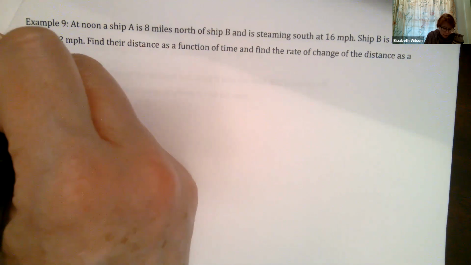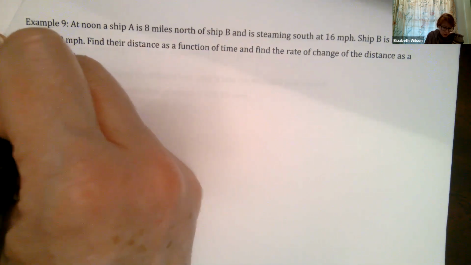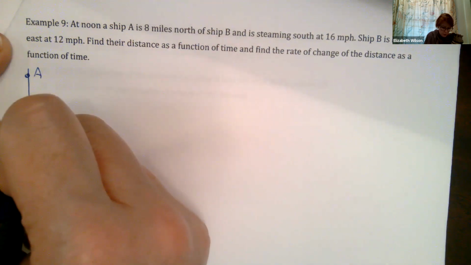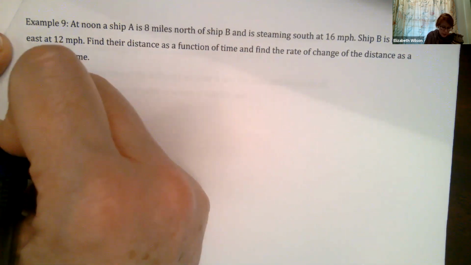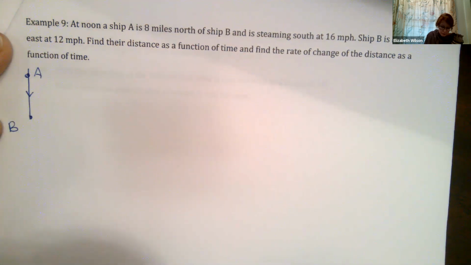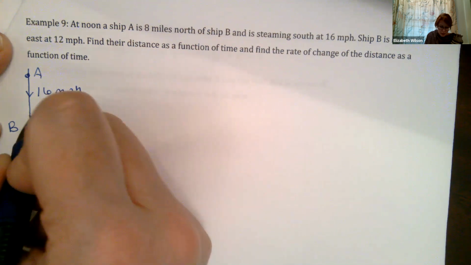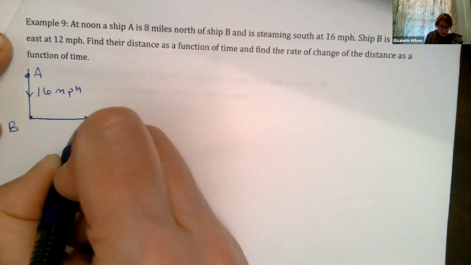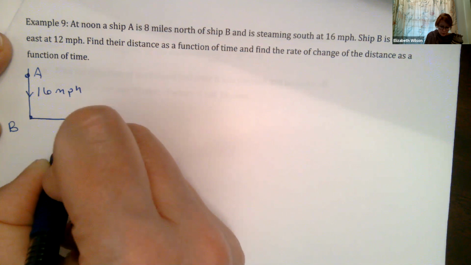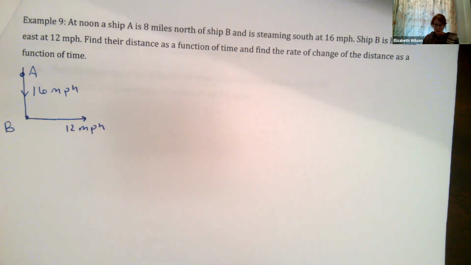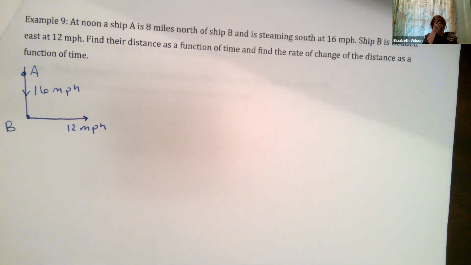So I've got here's ship A, and it's north of ship B, right? So here's ship B. And then A is coming south at 16 miles per hour. Ship B is headed east, which is this direction, at 12 miles per hour. Okay, find their distance as a function of time and find the rate of change of the distance as a function of time. Okay, so I need to think about what's going on.